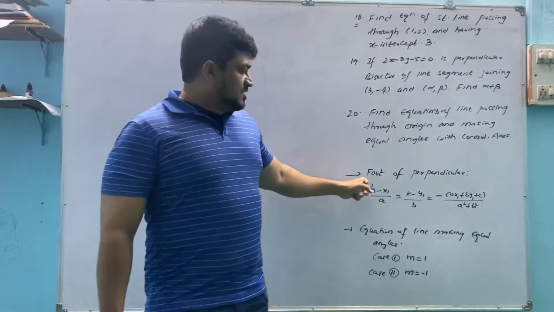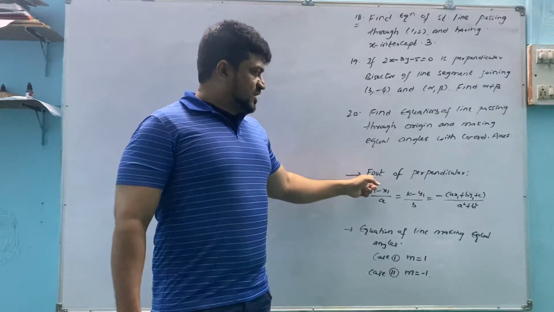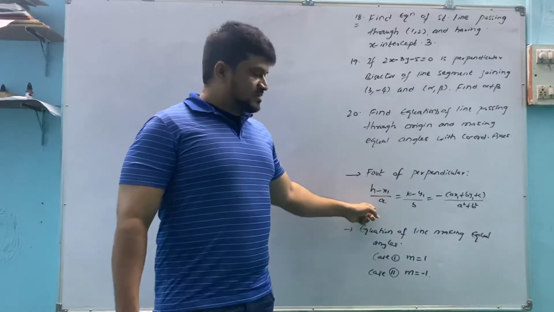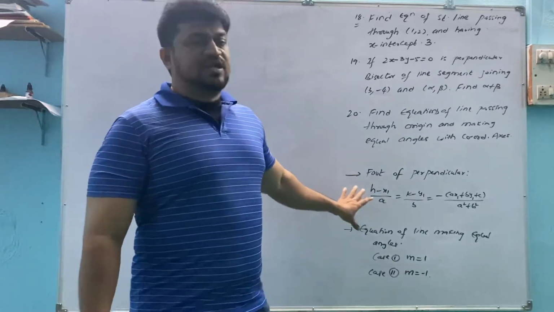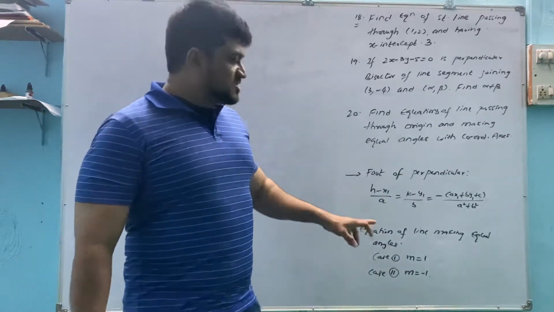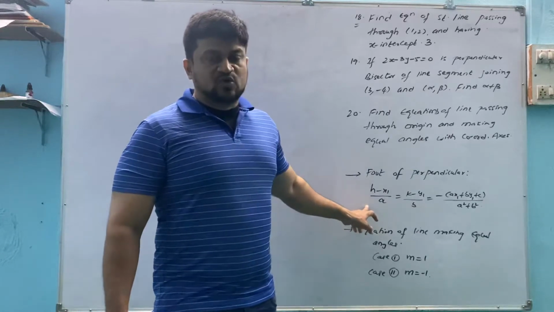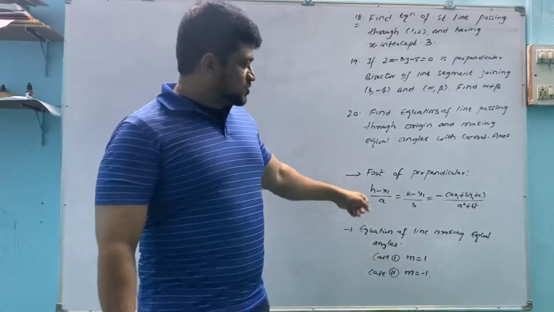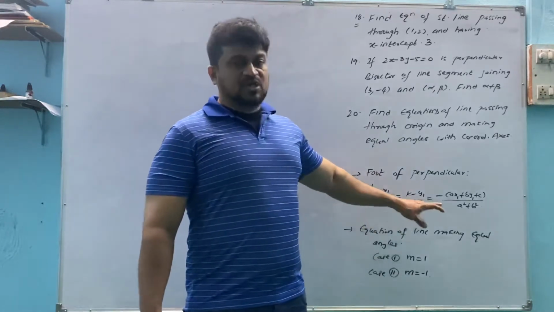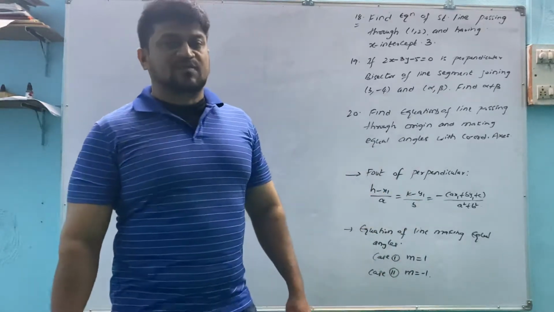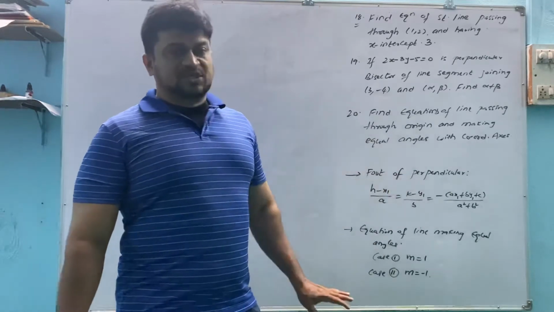In these 3 questions, we are using the foot of perpendicular formula, h minus x1 by a, and the proof is there for this one. From where we are getting this formula and all? For 2 marks, we just have to use this formula. Whenever you find the foot of perpendicular, you should tell me h minus x1 by a equals k minus y1 by b equals minus of (a x1 plus b y1 plus c) by (a square plus b square).